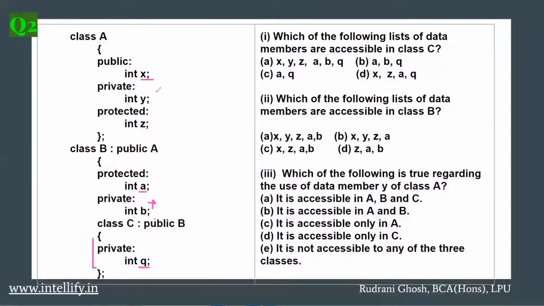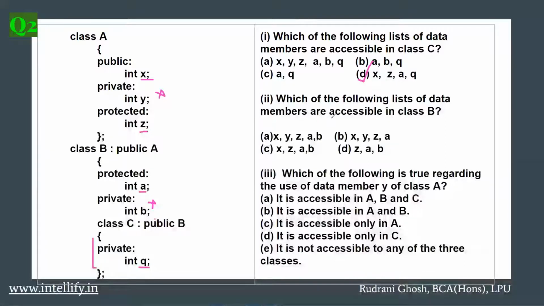Now Y is private. So we will be ignoring this because private data members cannot be inherited. Z is protected. That means it can be inherited using this public access specifier as protected only. So as it is visible inside B as protected, it will also be visible inside C as protected only. So Z will be visible. So X, Z, A and Q are accessible inside C. So which option will be correct? Option D will be correct.